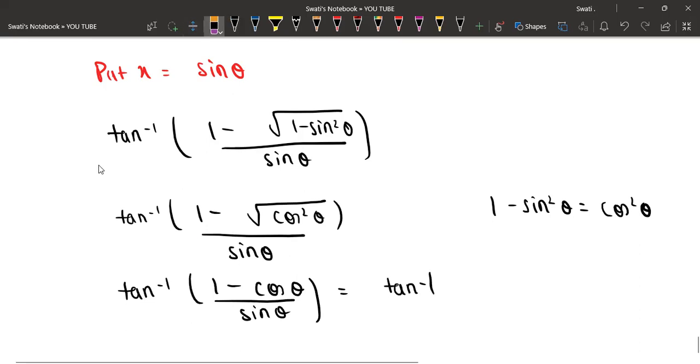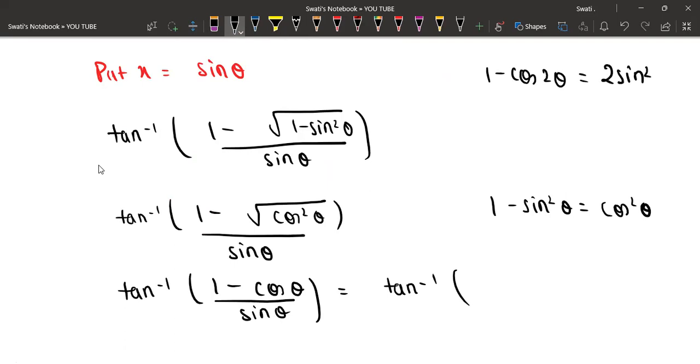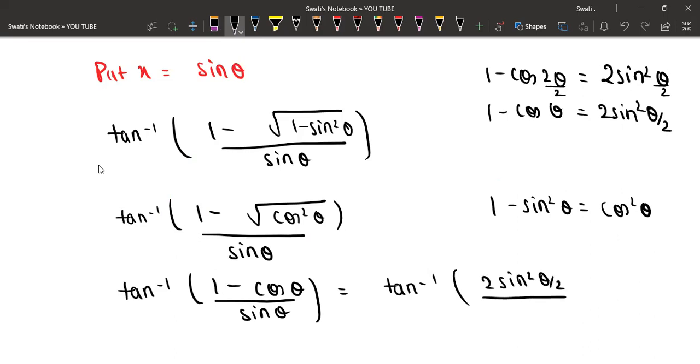There is a formula that we know for 1 minus cos 2 theta. So I'm going to write down here. We know that 1 minus cos 2 theta is 2 sine square theta, right? So what is the formula of 1 minus cos theta? That means if you divide this by 2, it will become theta. You have to do the same here. So using this formula, we are getting 1 minus cos theta as 2 sine square theta by 2. So this will become 2 sine square theta by 2. In the denominator, we have just sine theta.